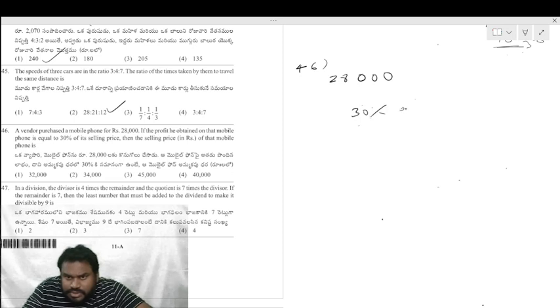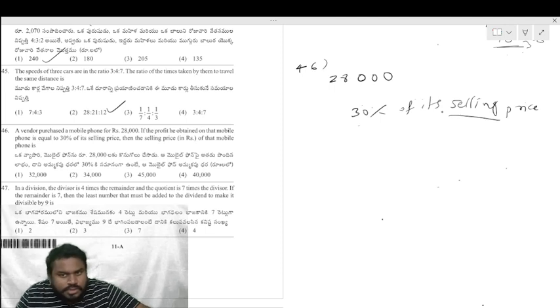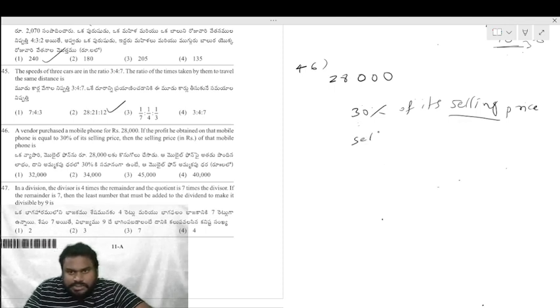30% of its selling price, you just note it down, selling price. You have to observe this. On selling price he is getting 30% profit. So it means you purchase that mobile for 70% only. So then what is the selling price he is asking? How much?